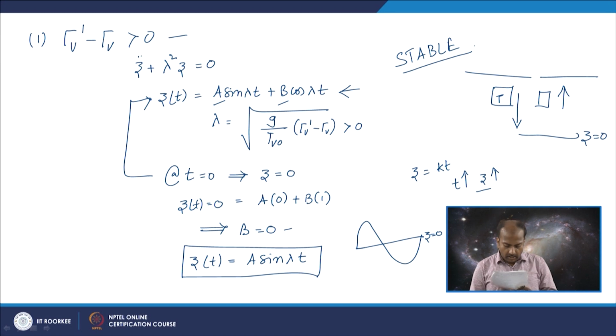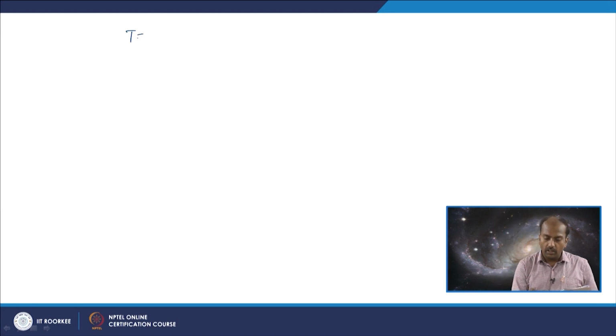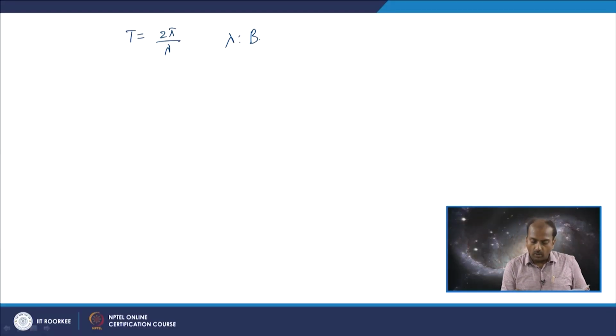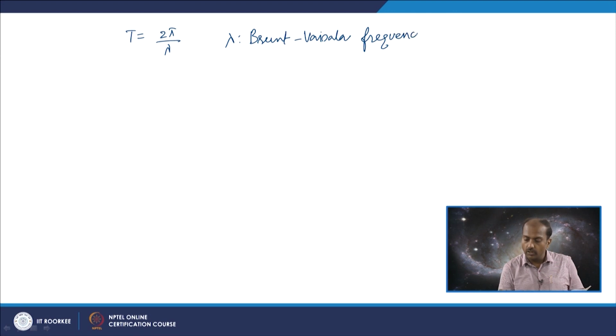So, we can calculate the time period of these oscillations. Simply T is equal to 2 pi by lambda, where lambda is a very important parameter. Lambda is called the Vaisala frequency. This is a characteristic frequency of an atmosphere under a particular condition.